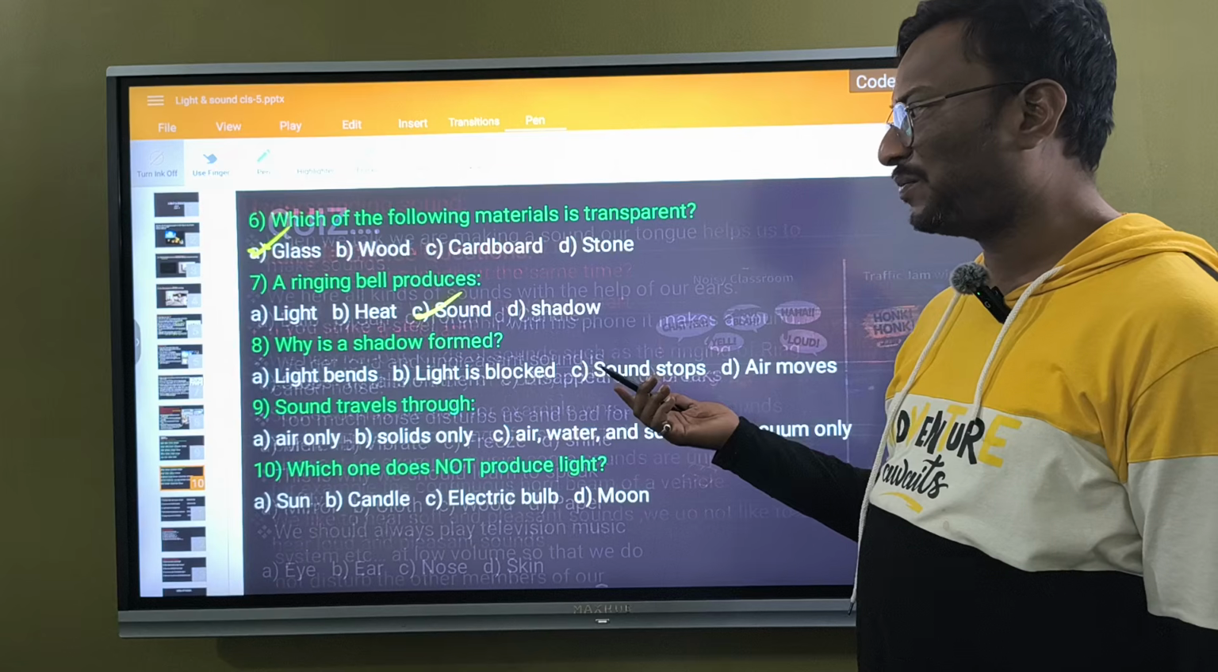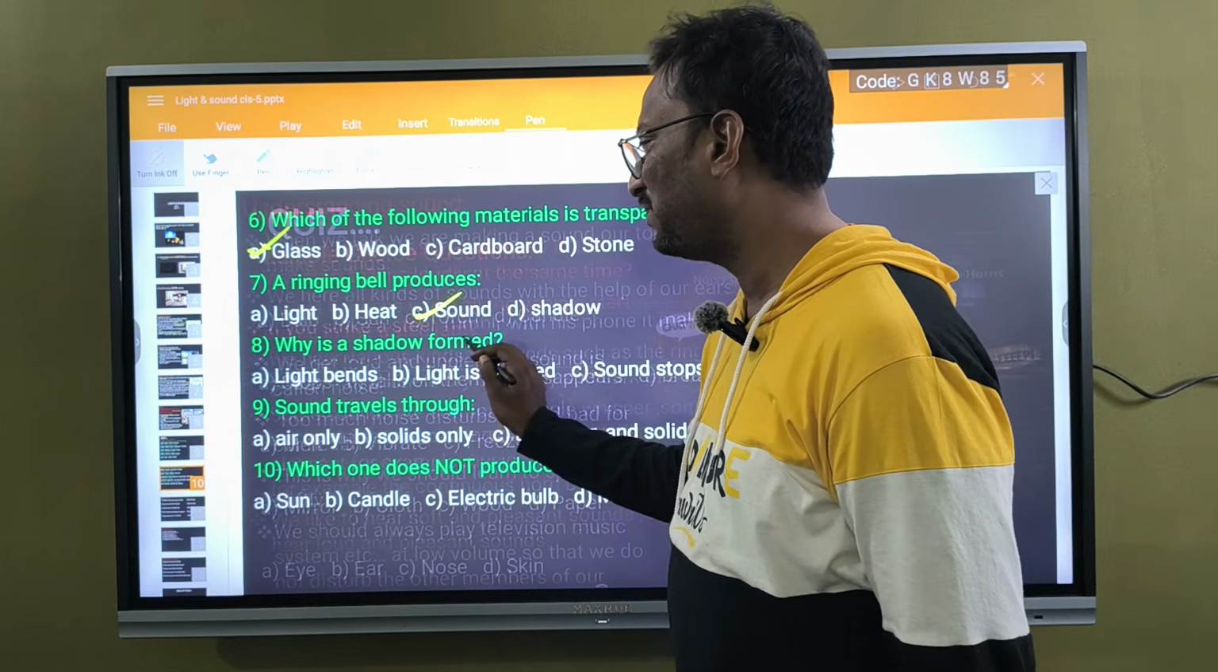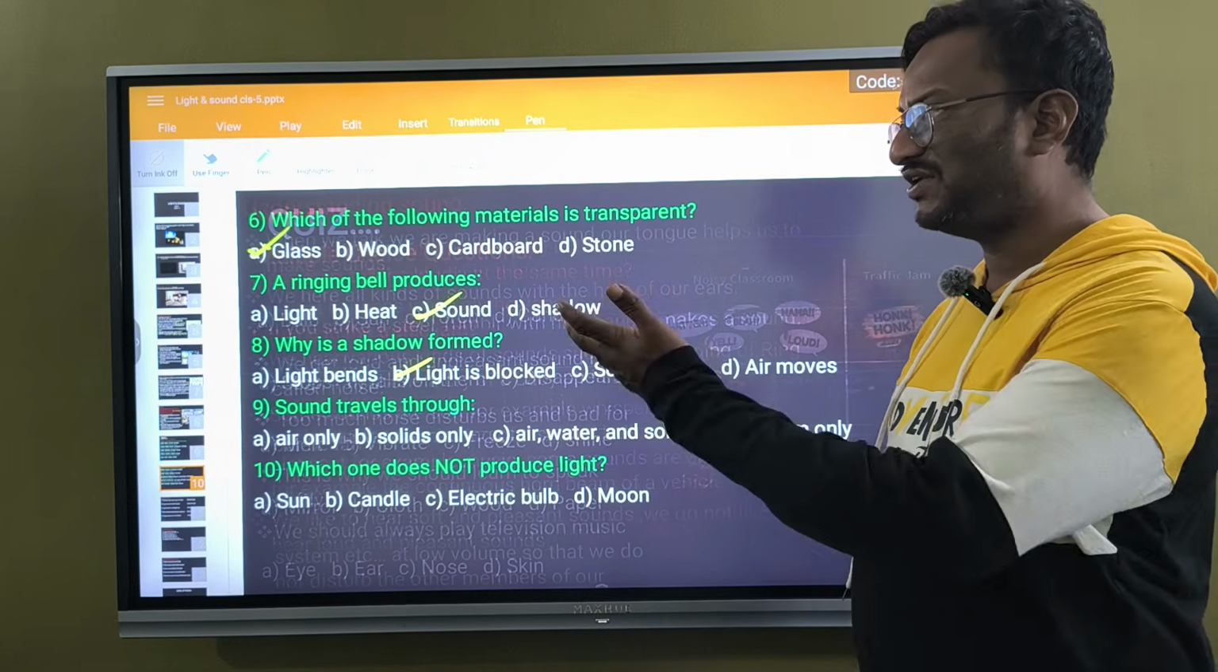We already discussed the topic. Light bends, light blocked, sound stops, air moves. Light is going to be blocked there. Okay, we discussed it in our topic.